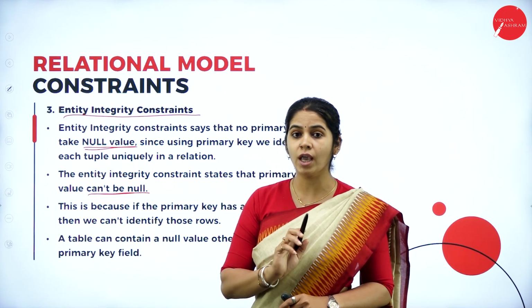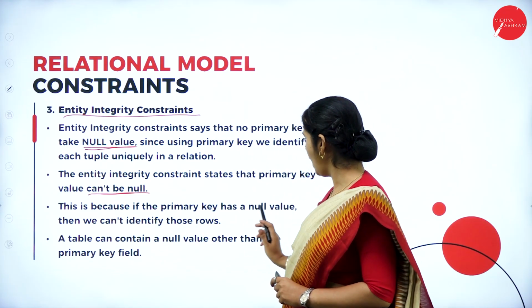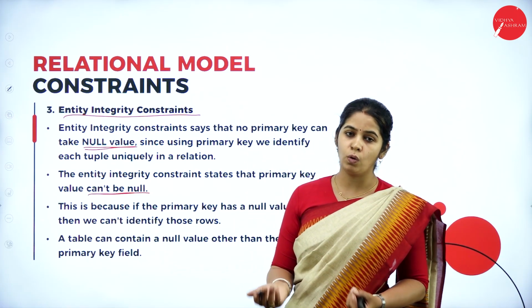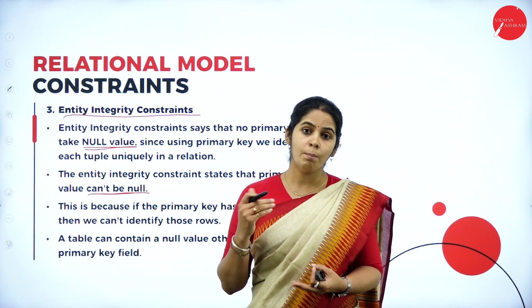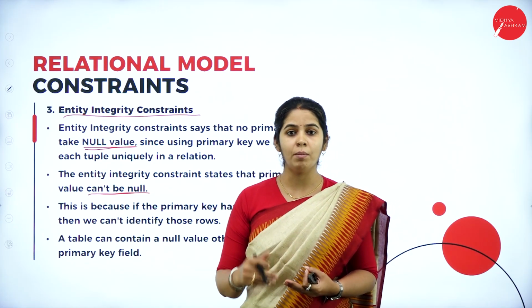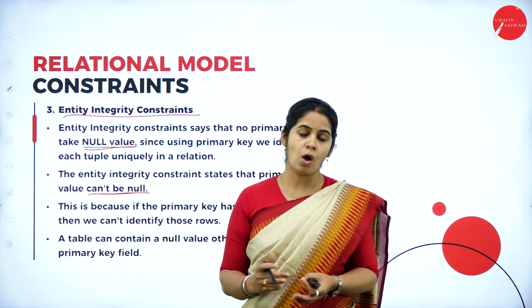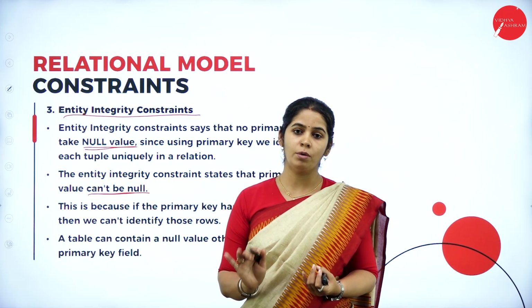Primary key value cannot be null. This is because if the primary key has a null value, then we cannot identify those rows. How are we identifying or fetching the records? By using the primary key. If the primary key value is null, how can we fetch the record? It is not possible. So it should not be null.